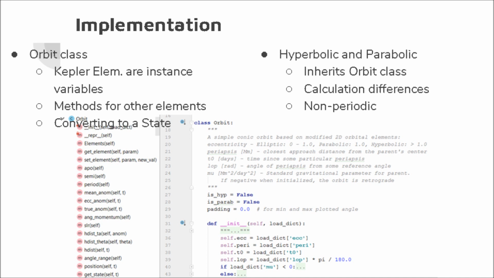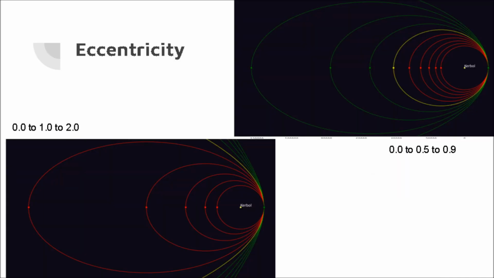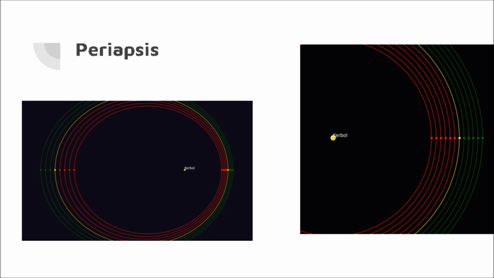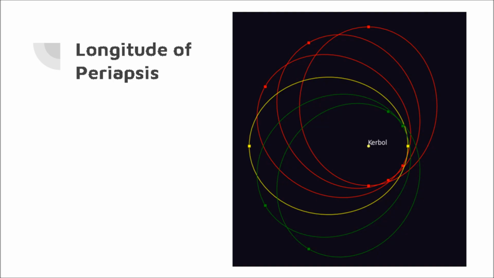One way that I tested my program is to change one of the orbital elements and see if it changes the orbit the way that I expect. So here's that test done with eccentricity, which is basically how stretched out the orbit is. And when you go beyond eccentricity of 1, it goes into a hyperbolic orbit, which you can see in the bottom picture. Here's the same thing with different periapsis, but the same eccentricity. And this is different longitude of periapsis, which is the direction of the periapsis.